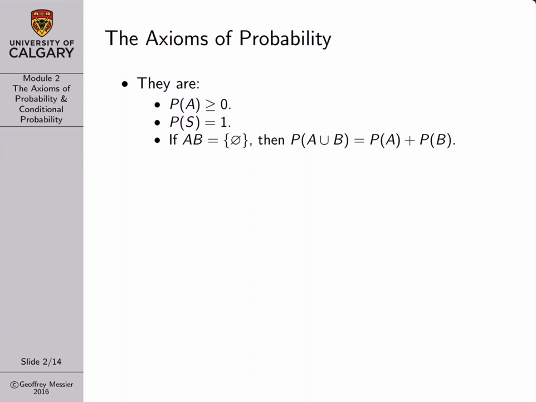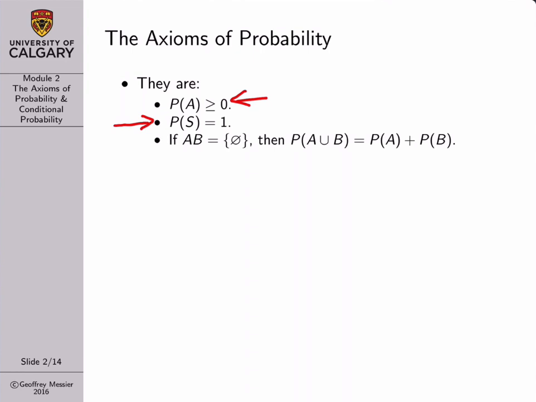The first two axioms, I think, are relatively obvious for people with any background in probability. All the first one says is that any probability value has to be greater than or equal to 0. So there's no such thing as negative probability. The second axiom says that the probability of the universal set occurring has got to be equal to 1. And this follows just from the definition of the universal set.